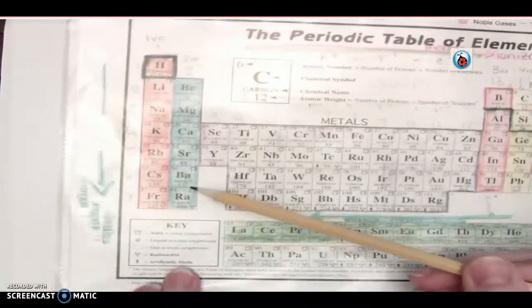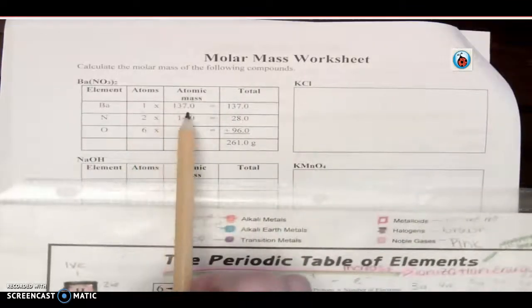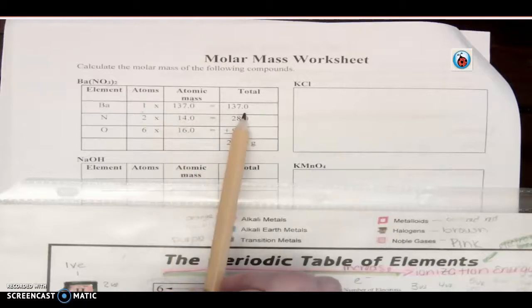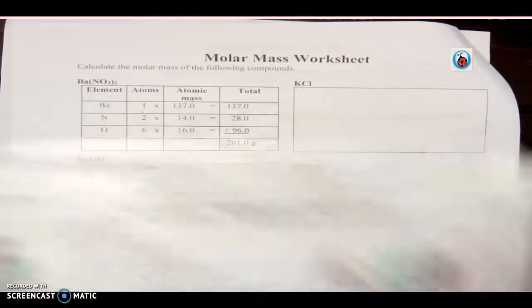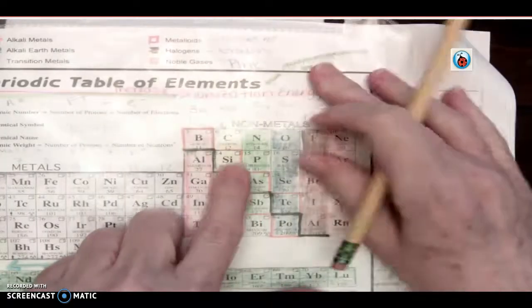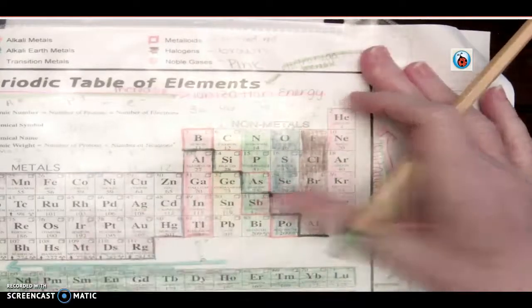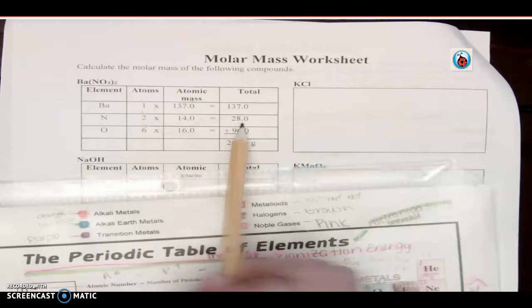So I'm going to find barium on my periodic table, and it says right here that its atomic weight is 137. So I've got 1 atom, and I'm going to multiply that by the atomic mass, and that's where I get 137. Okay, we've got 2 atoms of nitrogen, and what's the atomic weight of nitrogen? 14. Can you see it right there? 14. Okay, so 2 times 14 is 28.